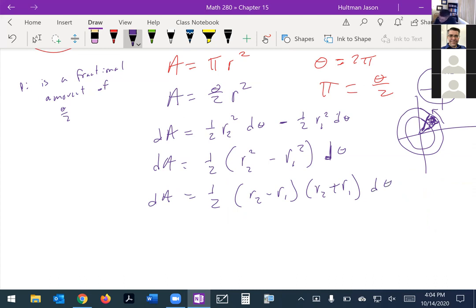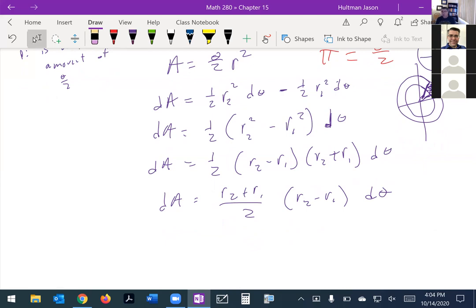And so I'm going to rewrite this as dA is equal to (R2 plus R1) over 2 times (R2 minus R1) d theta. So what is R2 minus R1? Wasn't that the change in R? Isn't R2 minus R1 the change in R? Yeah, so that's dr. This is dr d theta. Oh, that's kind of cool.